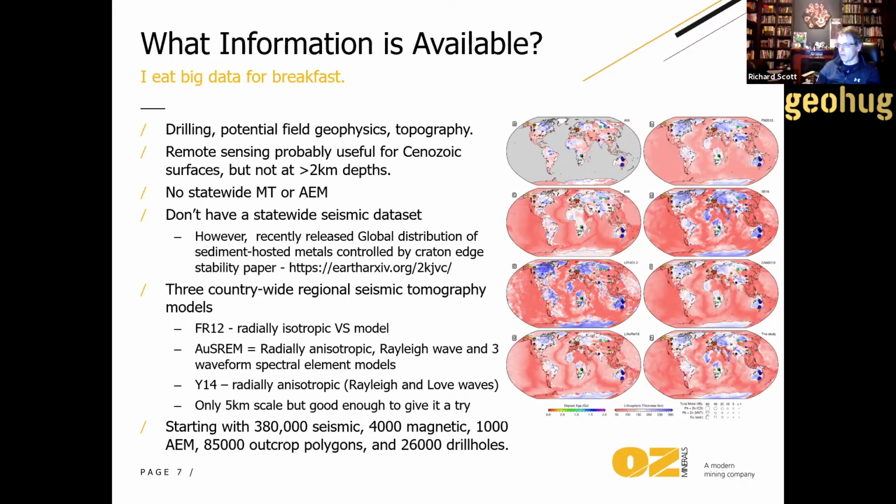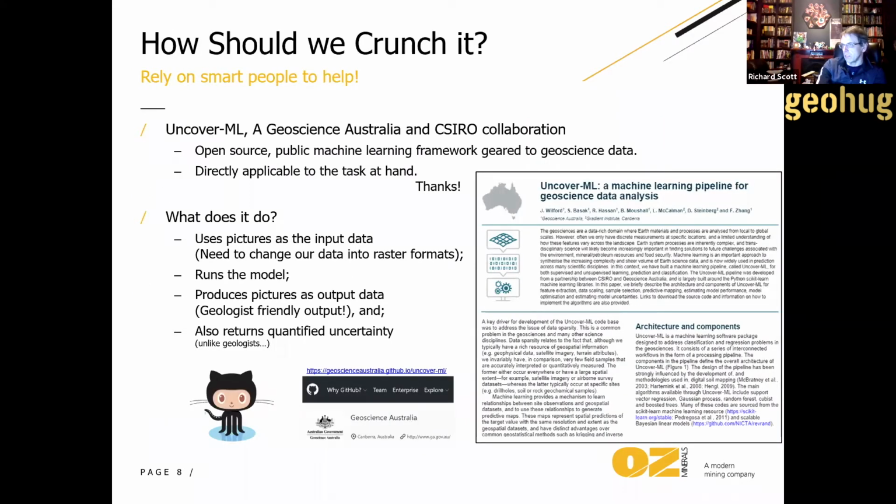In the SARIC depth to basement data set, there's lots of information, 380,000 seismic interpreted points, a few thousand magnetic if you pull them out of the recent Gawler-Creighton airborne survey, and 1,000 airborne EM points, 85,000 outcrop polygons, and 26,000 drill holes. So how to go through this? Again, use something that perhaps is fit for the task and makes things easier to repeat.